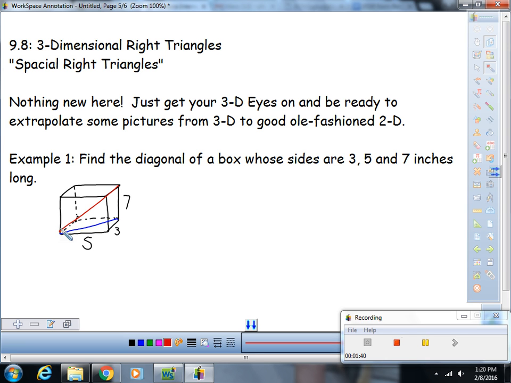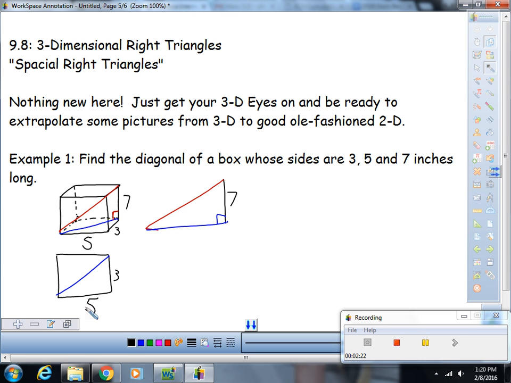Now hopefully you can observe that this is still a right triangle. If I redrew this 3-dimensional triangle in 2 dimensions, it would look like this. Hopefully we can see that that is 7. But how long is the blue diagonal? Well, look at this aerial picture of the blue diagonal. This is 3, and this is 5.